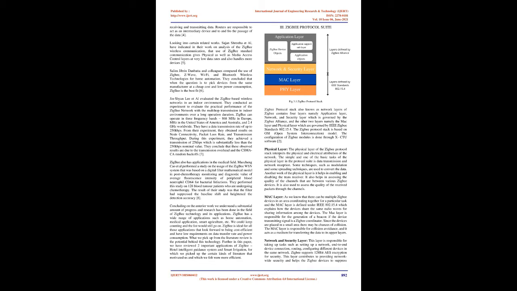From their experiment, they obtained results on node connectivity, packet loss rate, and transmission throughput. During this experiment, they achieved a transmission of 25 kbps, which is substantially less than the 250 kbps nominal value. They conclude that these observed results are due to the transmission overhead and the XMAC random back-off.